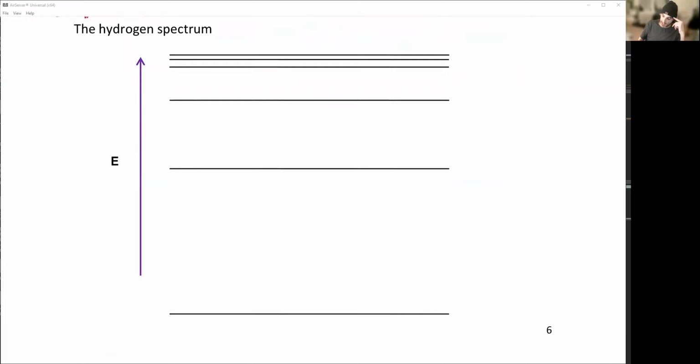But in a hydrogen spectrum, let's take a look at what we have. First of all, we have energy on the left-hand side, going from top to bottom. So this is going to be my n equals 1, n equals 2, n equals 3, 4, 5, and 6. So we have 6 energy levels.